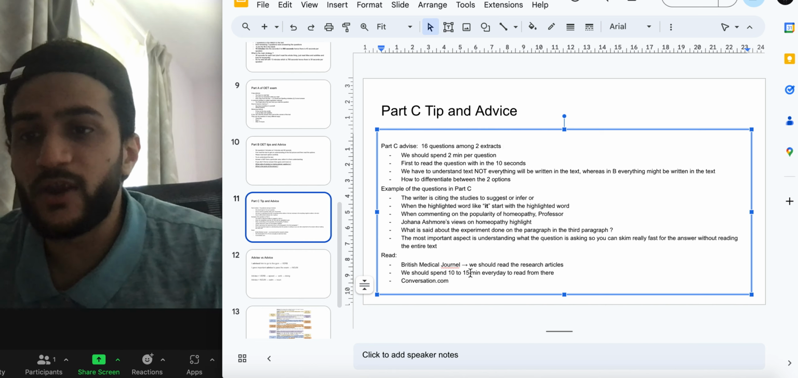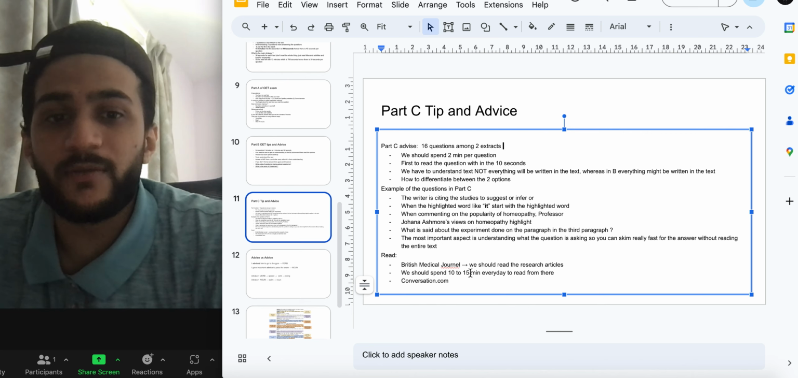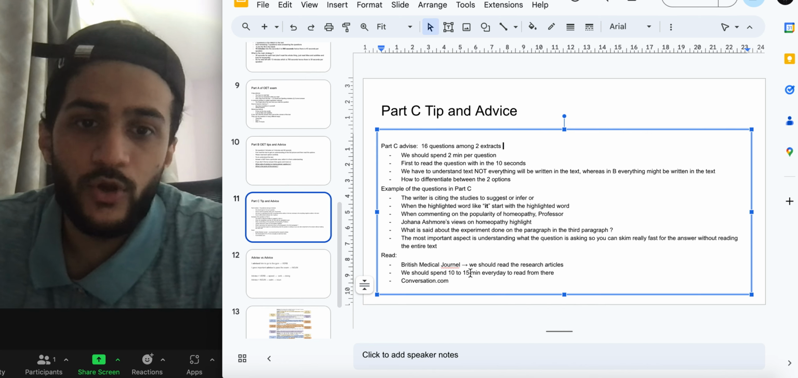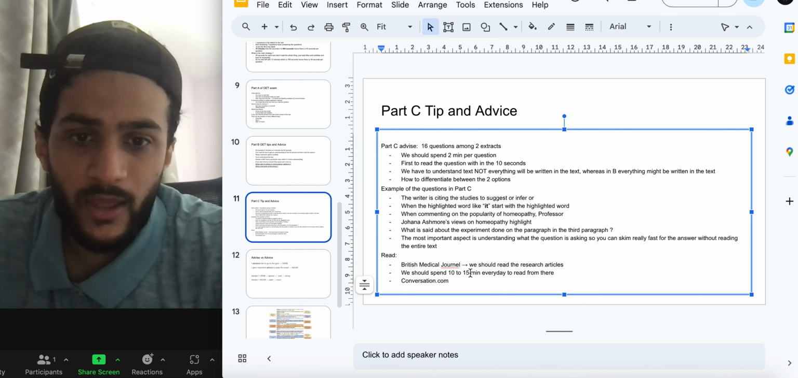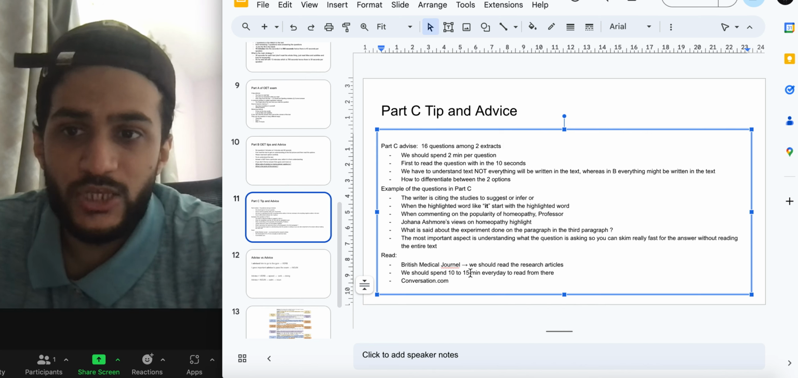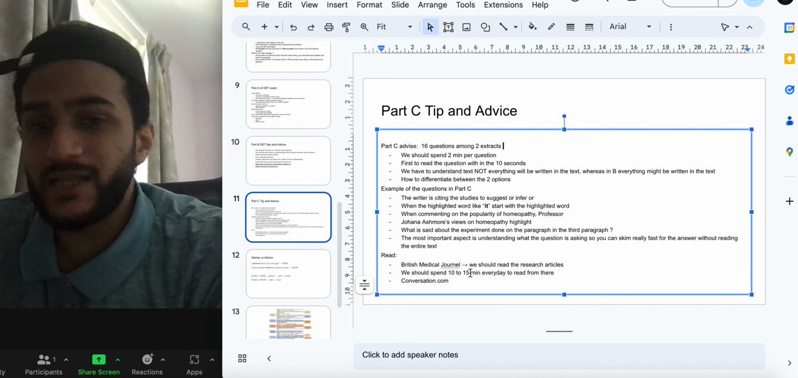And for this guys, don't read the whole paragraph, go one sentence behind, go one sentence in front, and you'll be able to catch the meaning over here. That's the main thing. And then you can also see that sometimes the writer mentions this guy's view, Joshua's view, or whatever view, to highlight something. He's going to mention other people's views, and you're going to be asked the reasoning behind it. So that's the main thing over here.